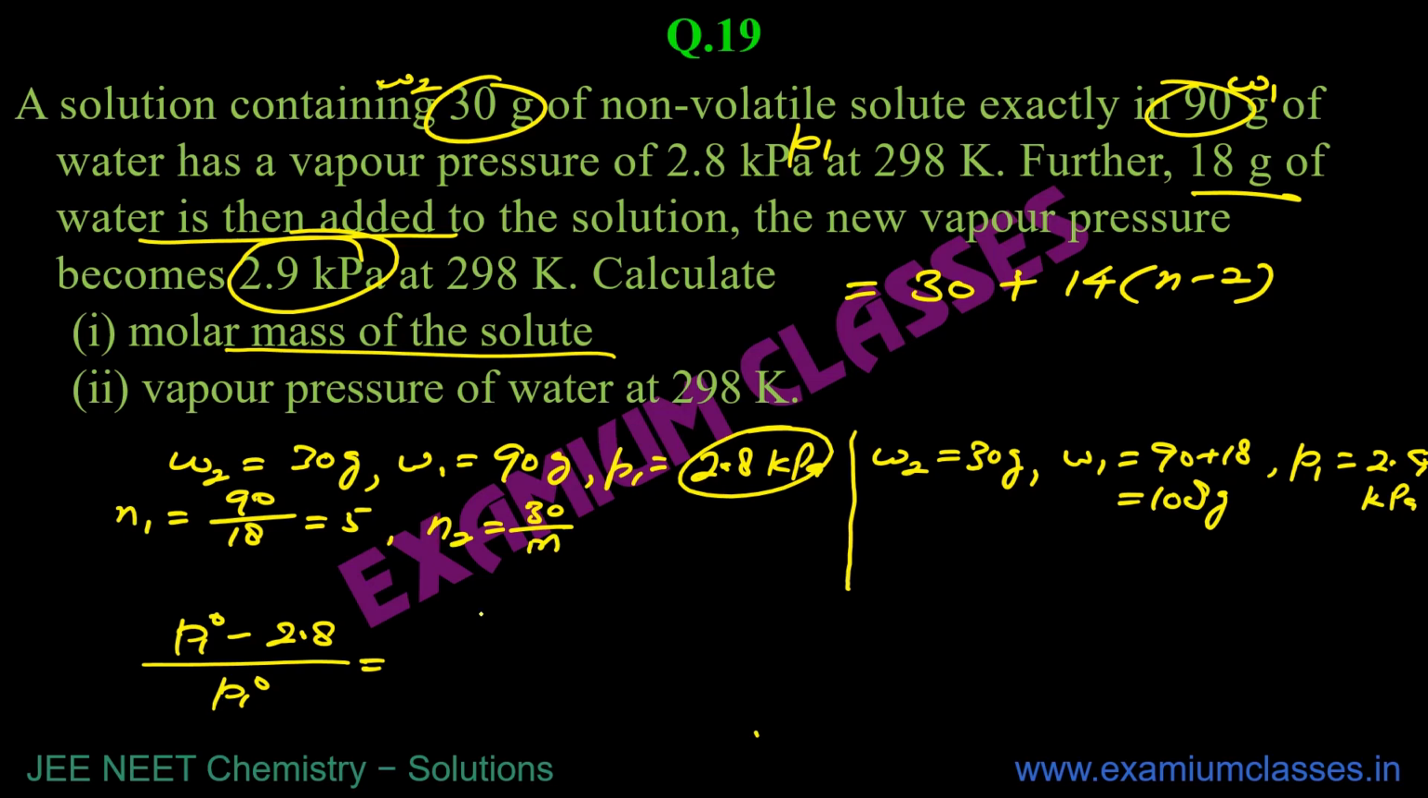So it will be N2 divided by N1 plus N2. I'm just applying the formula. So it will be 30 divided by M divided by N1 plus N2, 5 plus 30 by M. That's what I'm applying, simple logic.